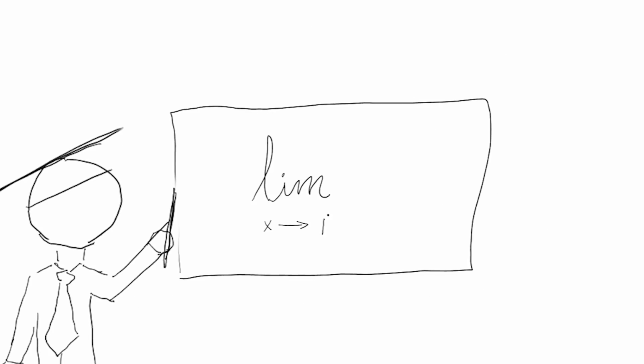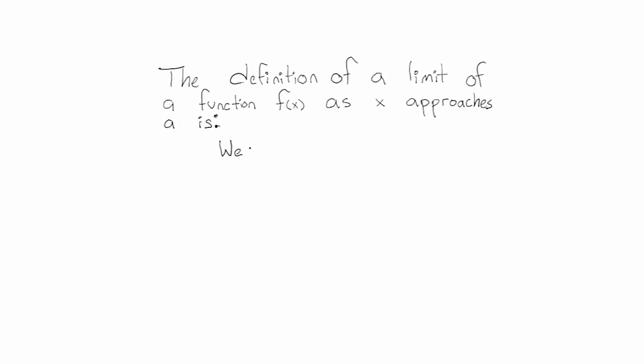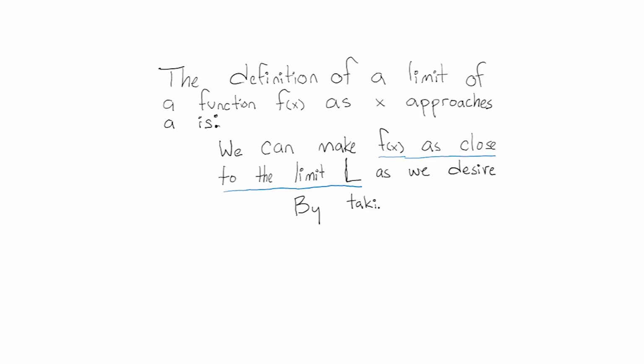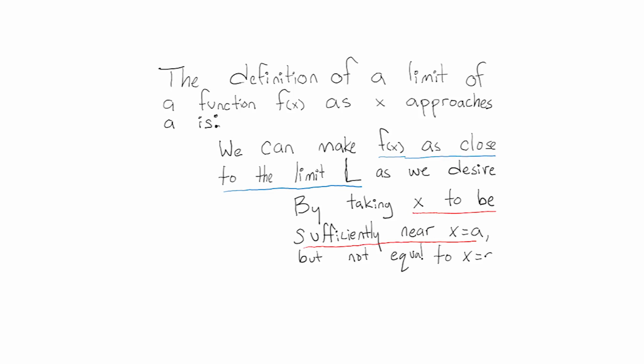The path taken could be viewed as a function of distance depending on time. Now let's broaden this concept and focus on a function y equals f of x. The definition of a limit of a function f of x as x approaches a is we can make f of x as close to the limit L as we desire by taking x to be sufficiently near x equals a, but not equal to x equals a. We don't even care if the function exists at x equals a.